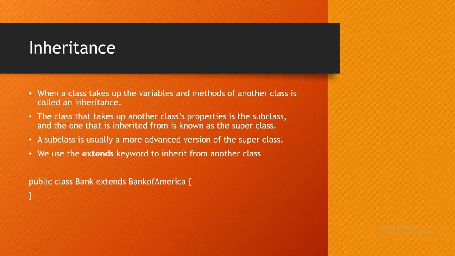So now we're going to learn about inheritance. Inheritance is when a class takes up the variables and methods of another class. The class that takes up another class's properties is known as the subclass, and the one that is inherited from is known as the superclass. A subclass is usually more of an advanced version of the superclass with more functionalities, or not necessarily more, but different in detail. We use the extends keyword to inherit from another class, as shown in this format.